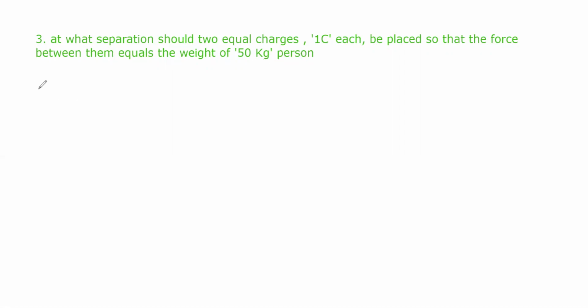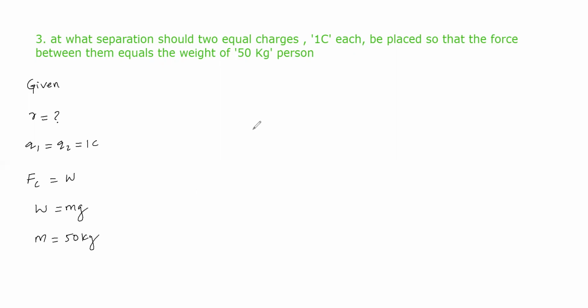Let us first write the given data. The question asks at what separation between two charges of 1 coulomb. That means the distance is to be found, so r is equal to question mark. Each charge is 1 coulomb, so Q1 is equal to Q2 is equal to 1 coulomb. The Coulomb force must be equal to the weight. The weight formula is mg, and the mass of the person is given as 50 kilogram.